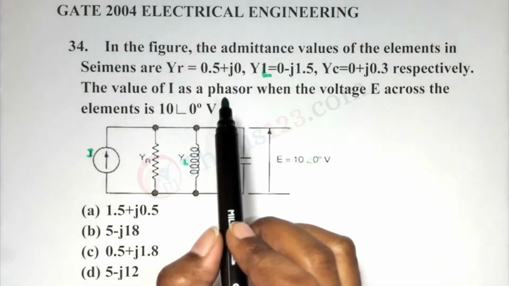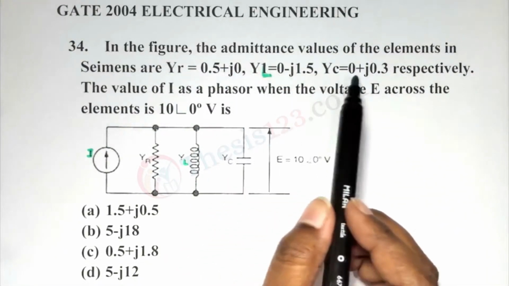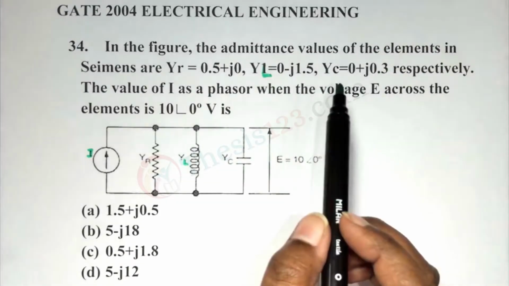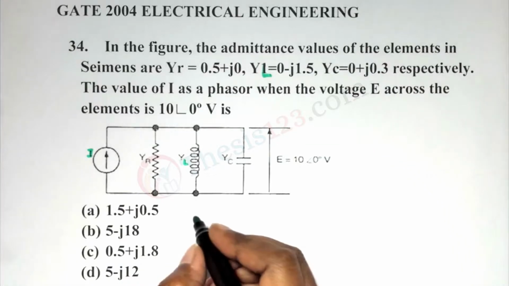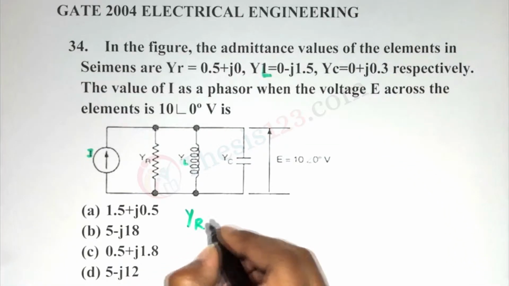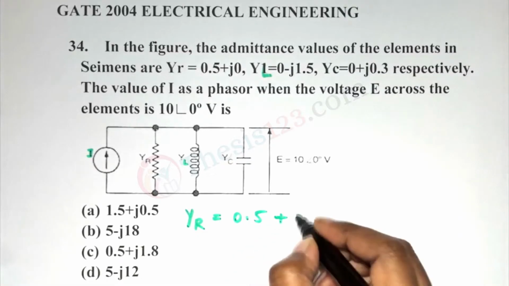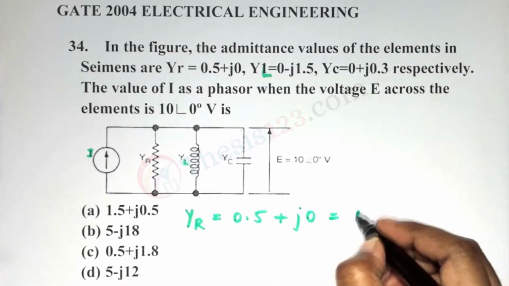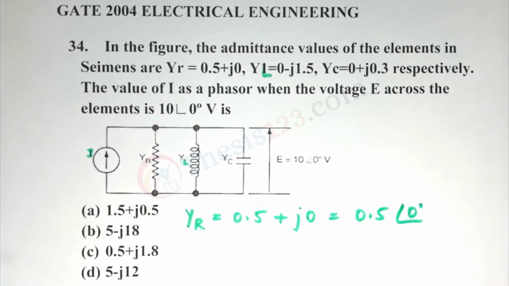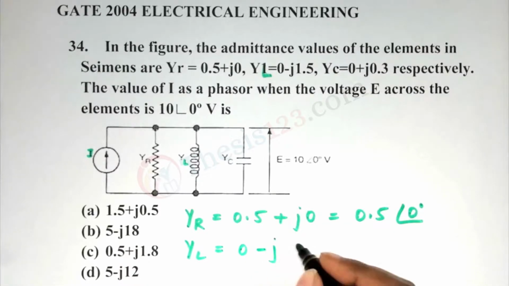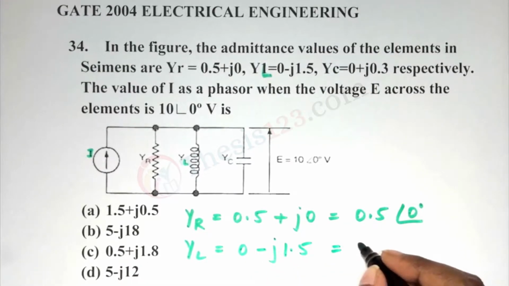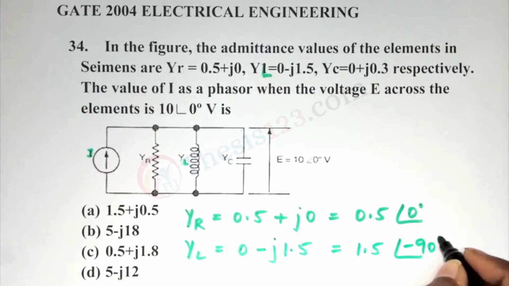So first let's convert all these three values given, YR, YL and YC, into polar form. I'll write that down here. So we have YR as 0.5 plus J0, and that would be 0.5 angle 0. Next we have YL, which is 0 minus J1.5, and that's 1.5 angle minus 90. And then we have YC.